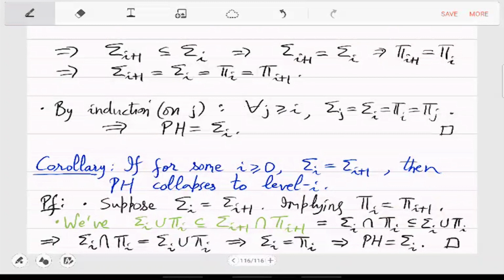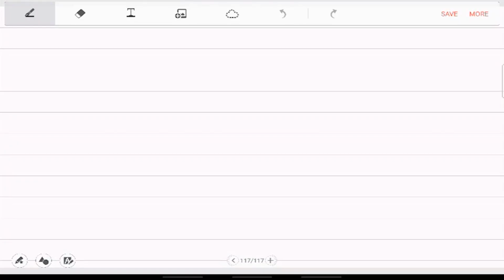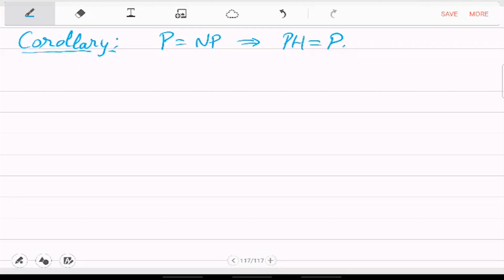Okay, so that's why the polynomial hierarchy is interesting, because if classes collapse at the lower level, then the whole hierarchy collapses to that level. And in particular, you get this simple corollary: if P and NP are the same, then everything in the hierarchy is easy. P equal to NP means that the polynomial hierarchy is also solvable in polynomial time, and obviously the converse is true. Okay, this is if and only if.